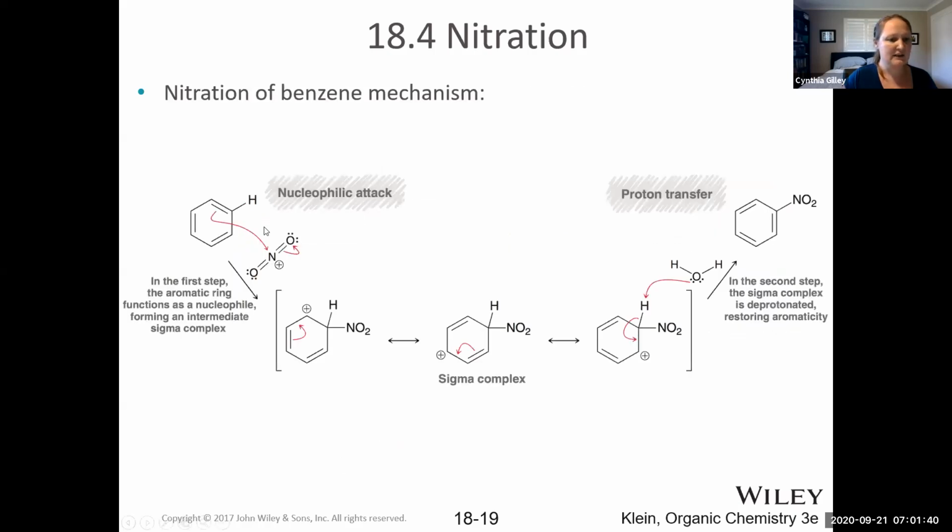So here's our active electrophile. It is being attacked by the pi bond in an aromatic ring, such as benzene. This is a resonance arrow, right? So that we avoid exceeding the octet around nitrogen in this step. We formed the sigma complex or arenium ion. Water is present in this reaction to act as a base to reform the aromatic ring.